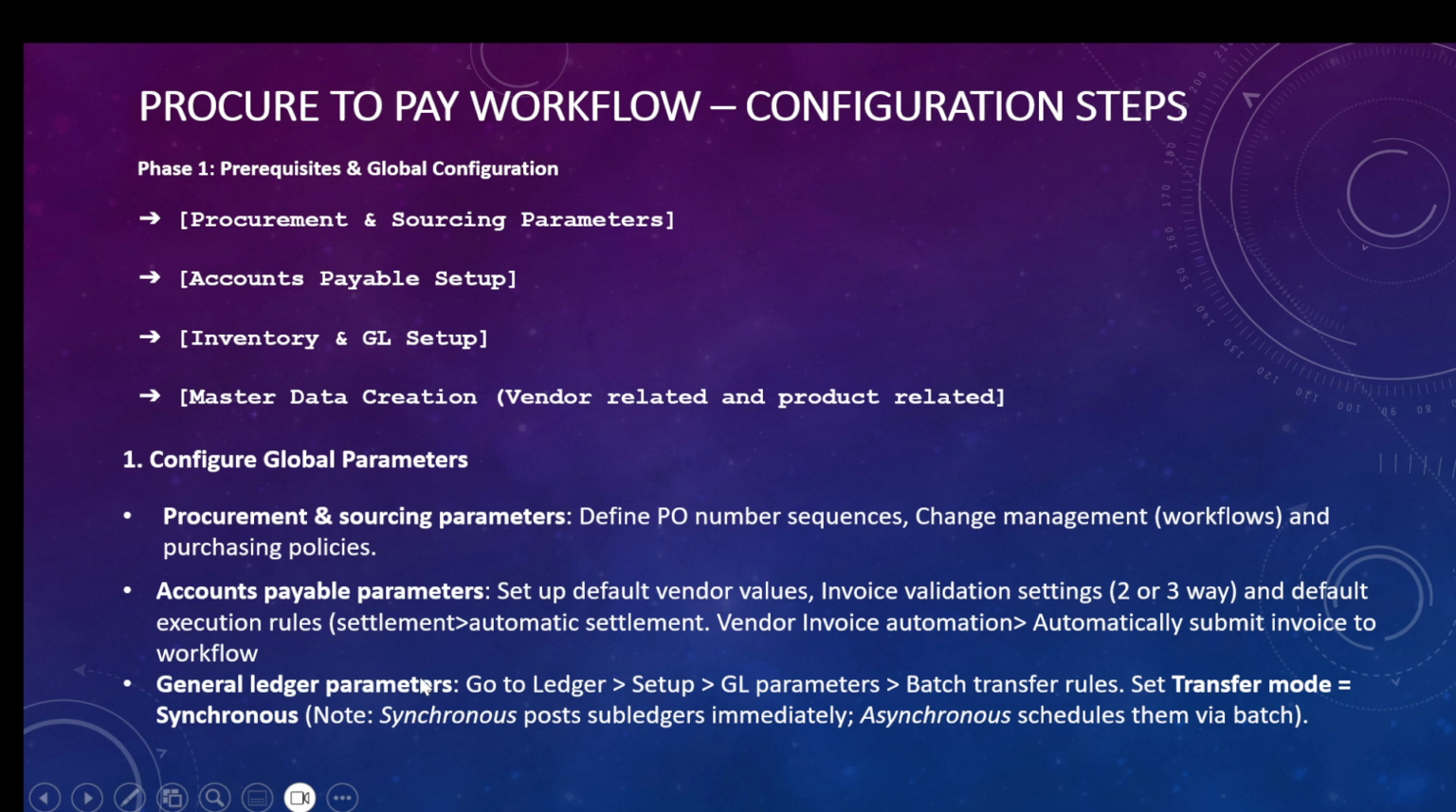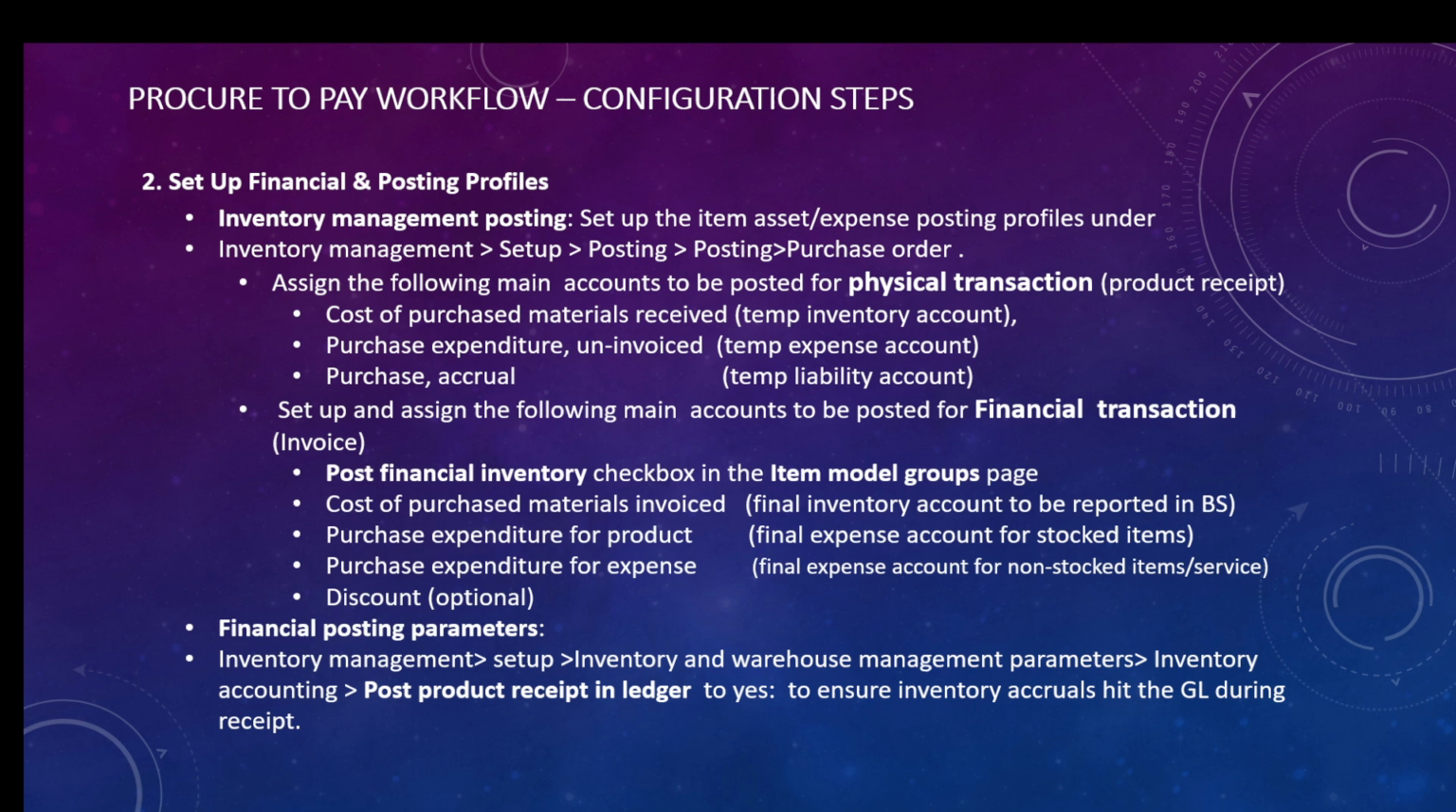In the PPT, we have done this global configuration, configure global parameters. The next is the financial posting. So we have to do the financial and physical transactions posting related setup. So what do you mean by physical and financial? When we do a product receipt, it means that the physical properties of the item, that is, the inventory, is getting affected. So we call it a physical transaction.